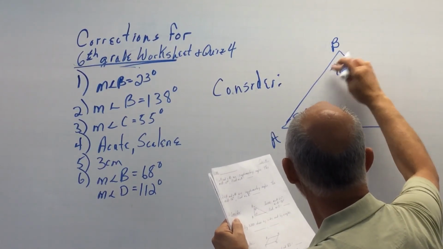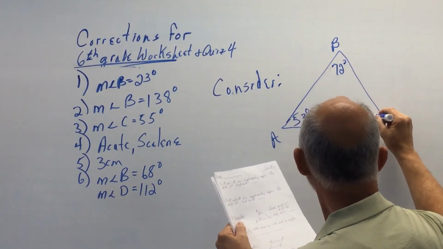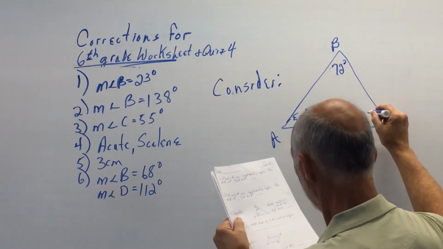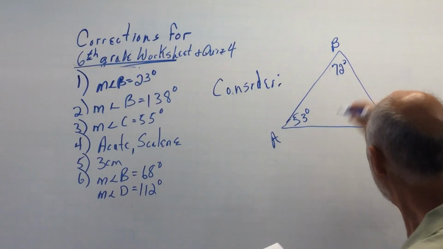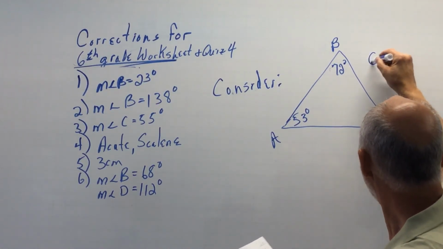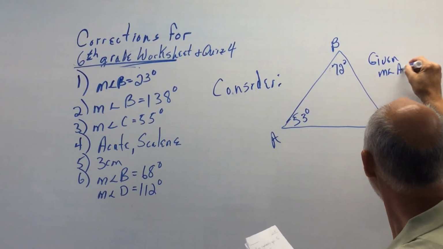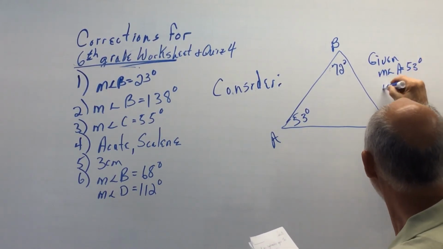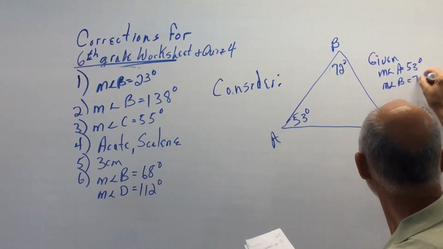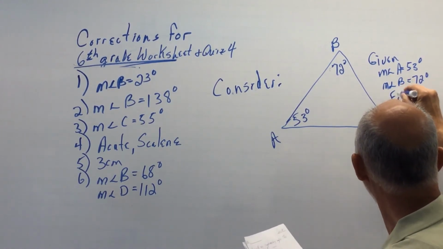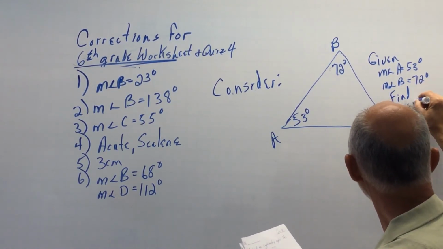And I asked you to find the measure of angle C. All right? And again, by the way, I wrote it the way they do in geometry. I wrote given measure of angle A equals 53 degrees, measure of angle B equals 72 degrees. And then find measure of angle C.